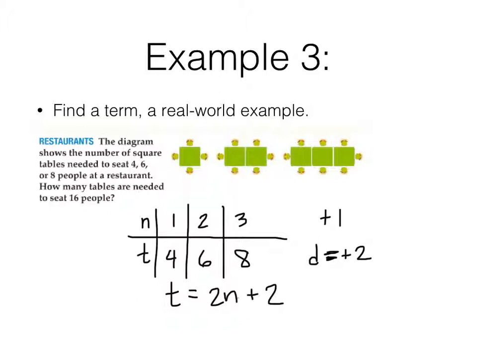2 times 2 would be 4, plus 2 would be 6, so it works there. 2 times 3 would be 6, plus 2 would be 8, so it works there. So that's our definite rule.